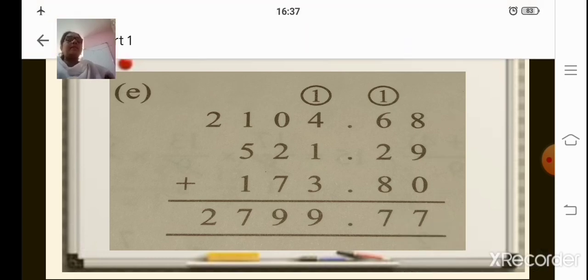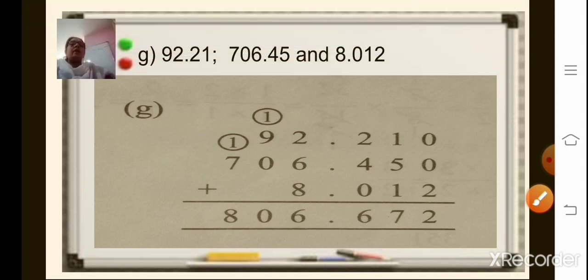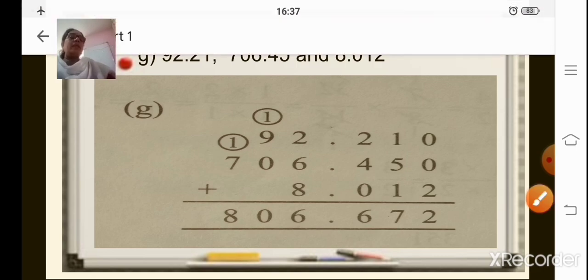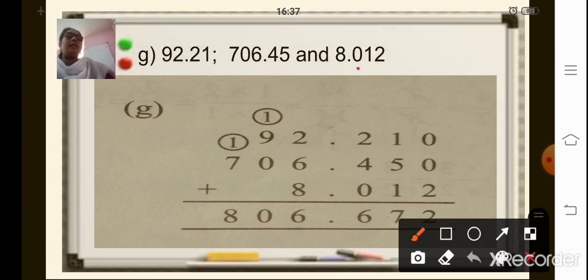Next sum is G1. Same way, 92. Now here you can see in these 3 numbers the maximum number of decimal places is 3. So the first one is 92.21. You will add a 0 to make it a like decimal. Then 706.45. So you'll write it as 706.45. Again, you will add one more 0 here.